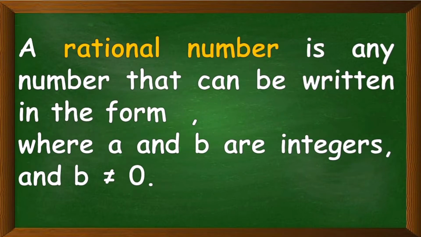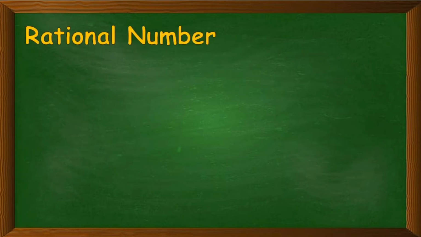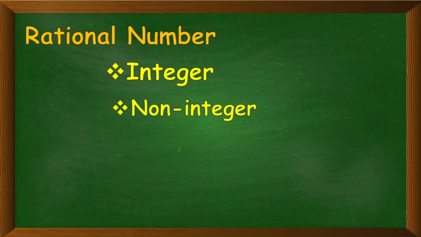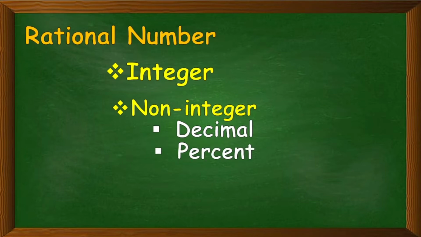A rational number is any number that can be written in the form a over b, where a and b are integers and b is not equal to 0. So a rational number can be either an integer, like positive, negative, and 0, or a non-integer like decimal, percent, and fraction. Now, let's begin with integer.